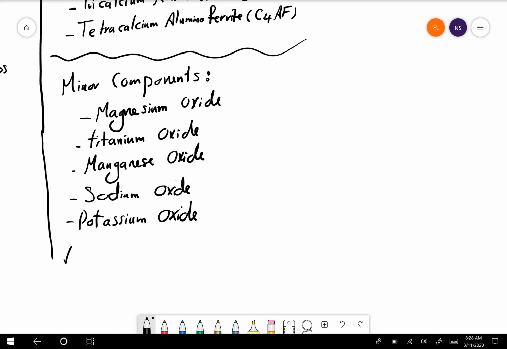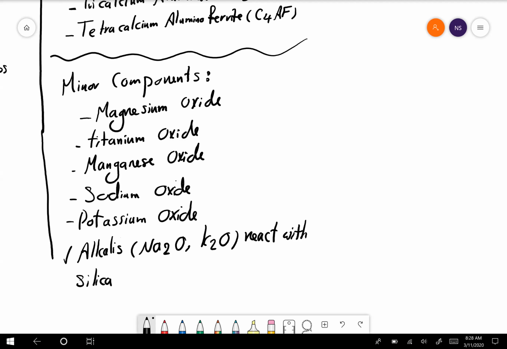You also need to know that alkalis such as Na2O and K2O react with silica and cause disintegration and expansion of concrete, which we don't want to happen, right?